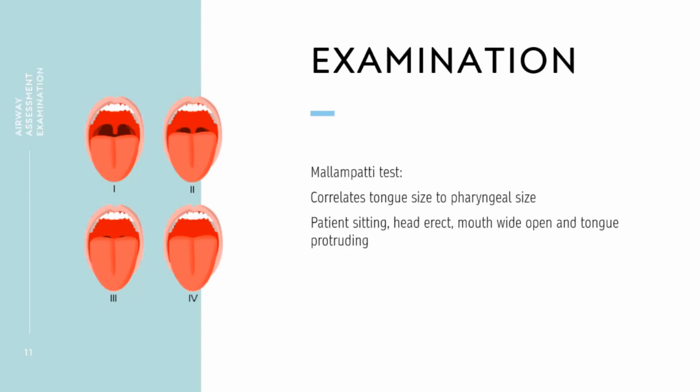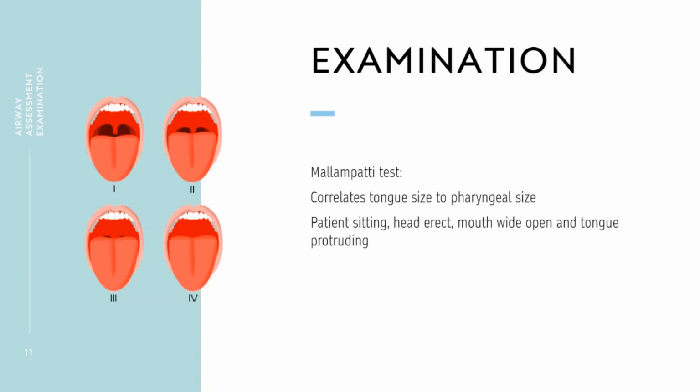Examination, the most commonly used test that we do in an elective situation is the Mallampati test. In this, we ask the patient, in a sitting posture, to keep the head erect and open the mouth as wide as possible with the tongue protruding. Actively not to phonate, not to make noise when they open the mouth. And based on the structures that we see, it's classified into 4 grades.